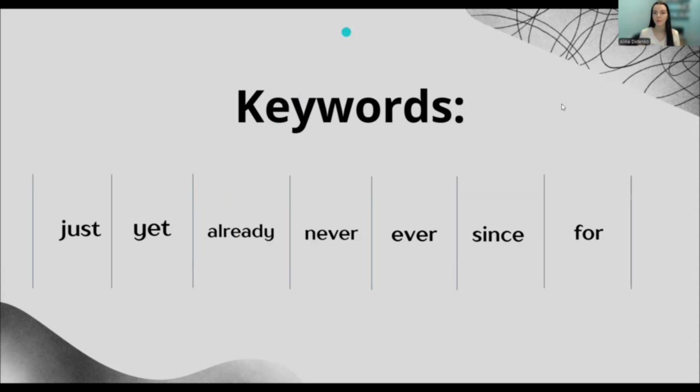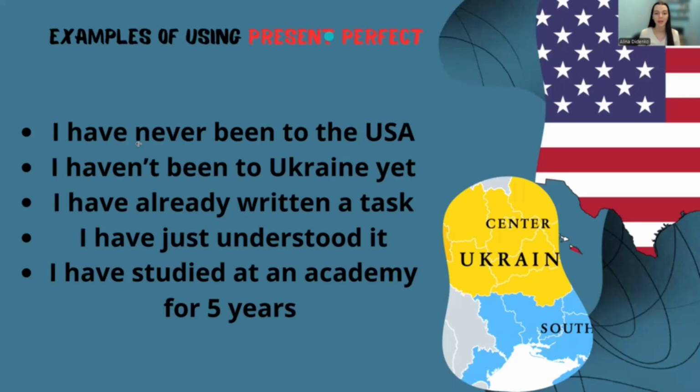Let's focus on some of the examples here. I have never been to the USA. So normally we put it after an auxiliary verb. Have you ever been there? I have already been to the USA. I have just been to the USA. So after an auxiliary verb, we put these words.